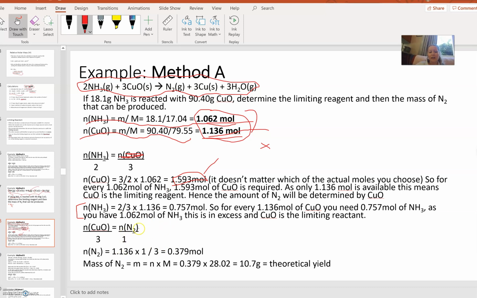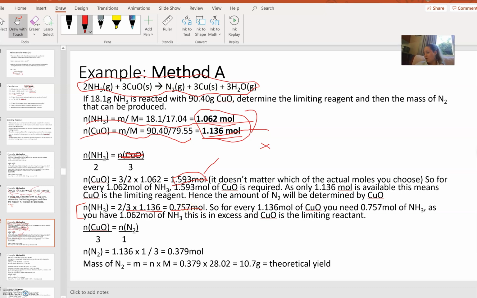I could have solved for NH3, which means I would have times the 2 over the 3 here, and times by the number of moles of copper oxide, and you would have found out that if you had 1.136 moles of copper oxide, you needed 0.757 moles, but we have 1.062, which is heaps more, telling us that NH3 is in excess.